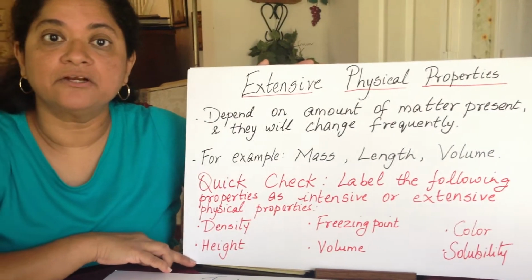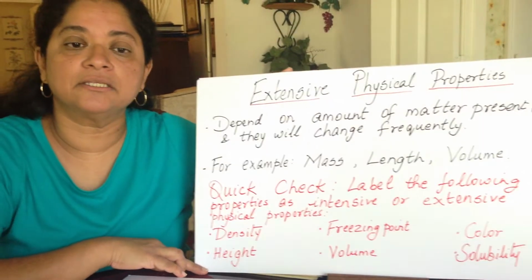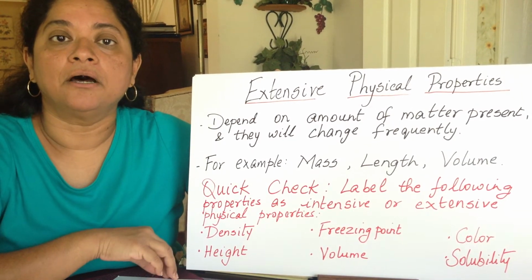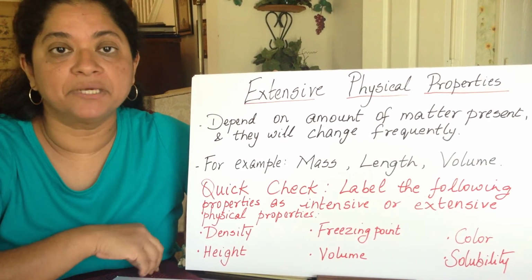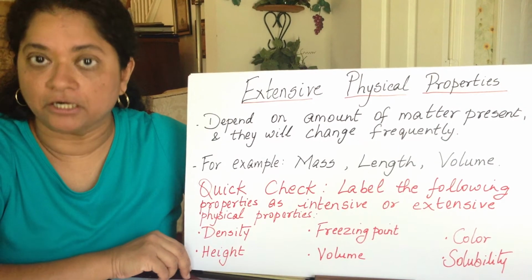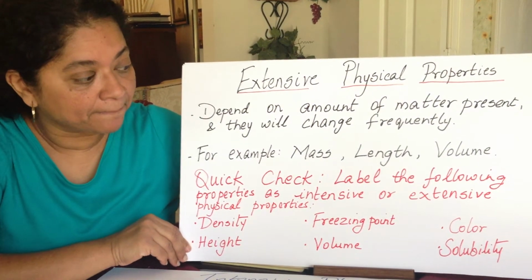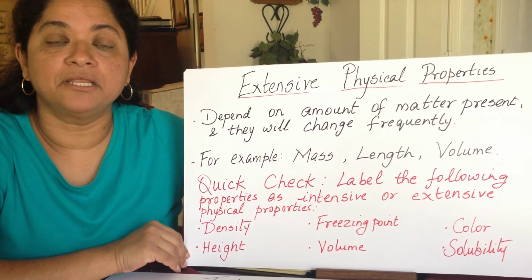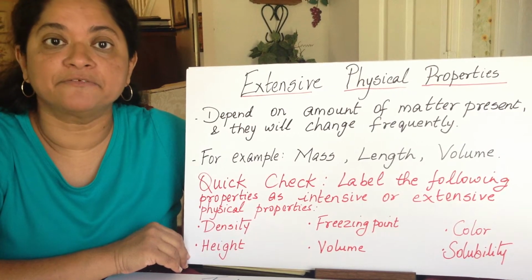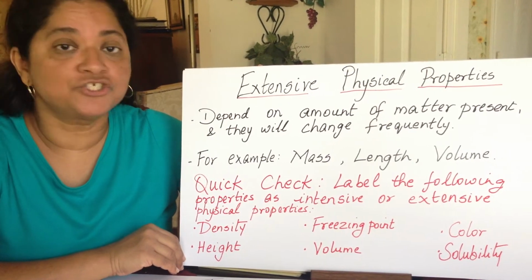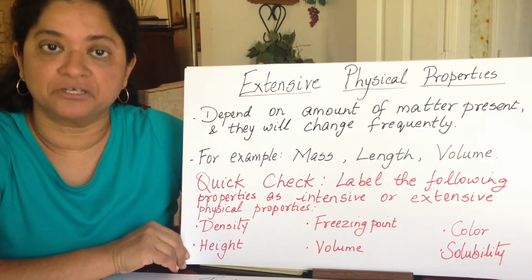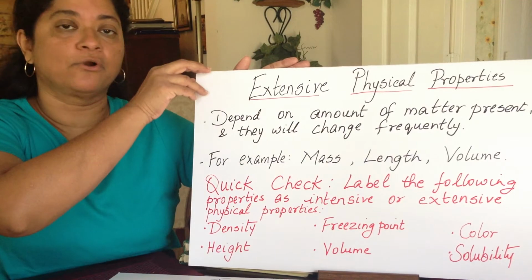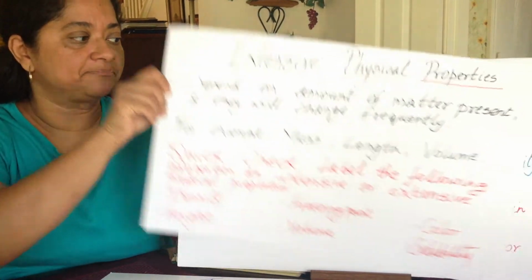Color. Color is an intensive property. That means color is an inherent property of matter. No matter how big or small that piece of material is, it would have the same color. So color would be an intensive property. Solubility is an intensive property. For example, salt in water would not change depending on the amount of salt you're adding into water. It would be the same. So therefore, solubility would be an intensive property.